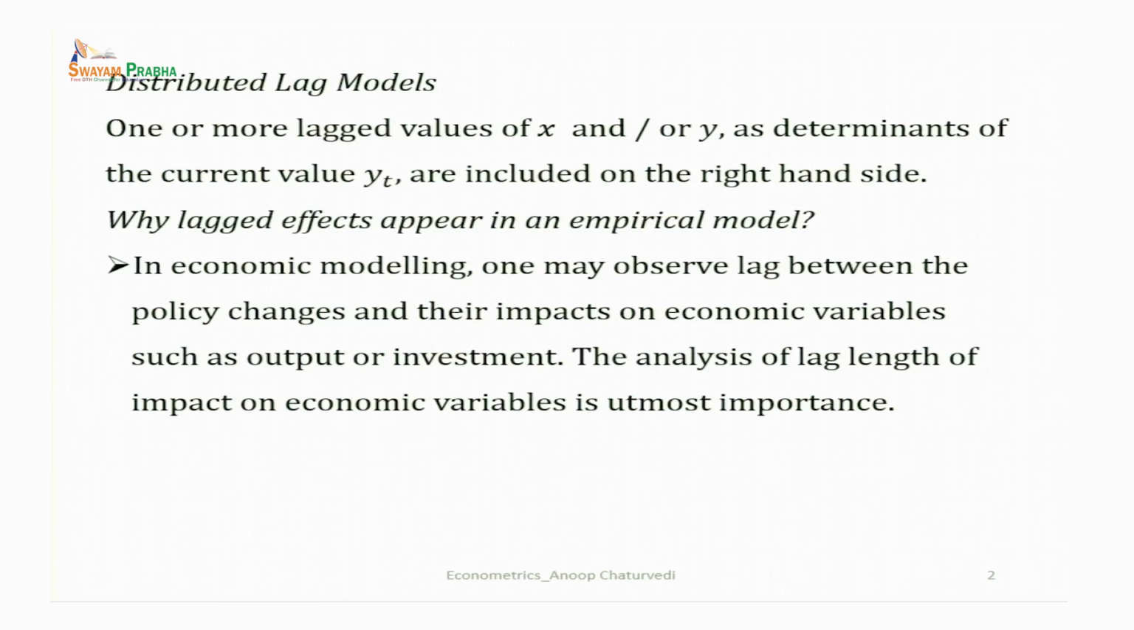So, we consider distributed lag models. One or more lagged values of x's or y's as determinants of the current value y t are included on the right hand side. So, your exogenous variables are not just the current values of x's or y's. In fact, we do not include the current values of y's, we just include the current values of x's. But in distributed lag models, we also include some lagged values of x's, and in some models we also include some lagged values of y's.